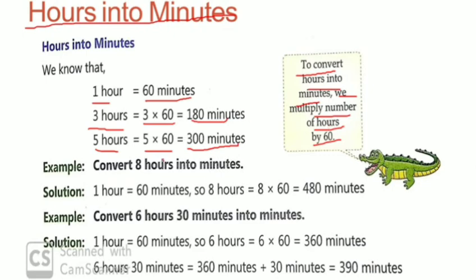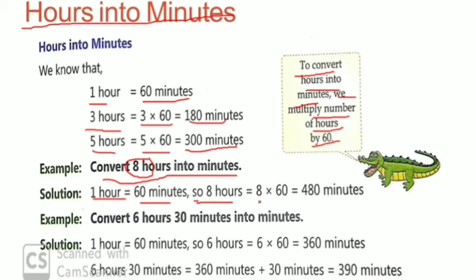For example, here we have to convert 8 hours into minutes. The number of hours given is 8. So we just have to multiply 8 by 60. है ना? 1 hour is equal to 60 minutes. So 8 hours is equal to 8 into 60, that is 480 minutes.